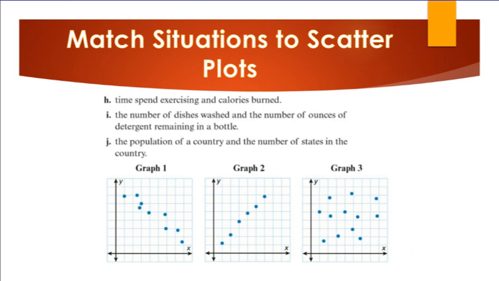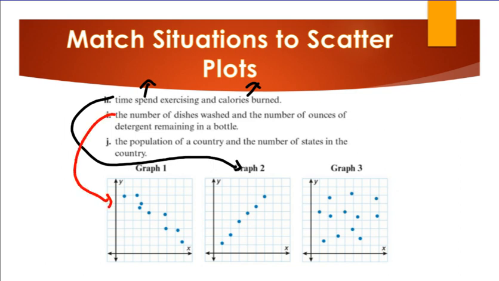Next one, time spent exercising and calories burned. The more time you exercise, the more calories you burn. So exercise goes up, the calories go up, so it's got to be a positive correlation, which would make it graph 2. The number of dishes washed and the number of ounces of detergent remaining in the bottle. So the more you wash, the less detergent is remaining. So that's a negative correlation, goes down.